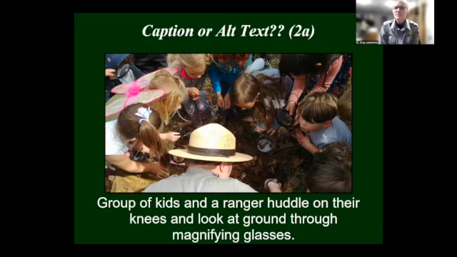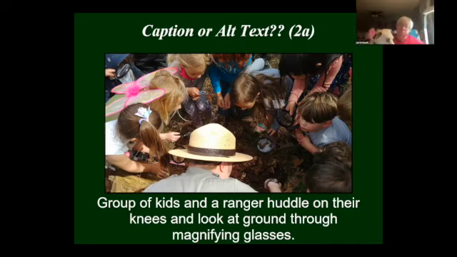Caption or alt text? Alt text. Alt text, much better description of what you see. Now I would actually, the word ranger is a judgment call. Again, depending on context, depending on who your audience is, depending on how much time you have. A ranger is an interpretation in my head.